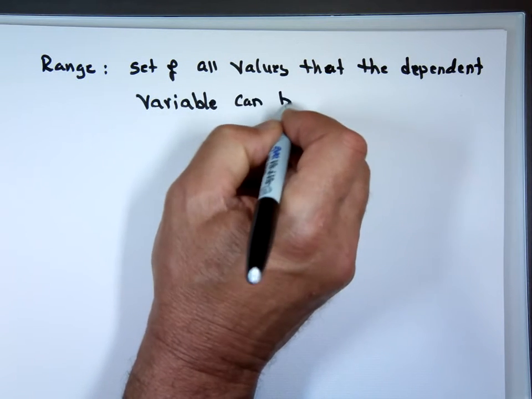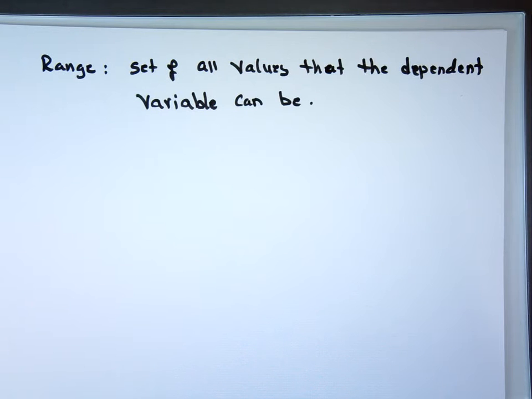Can be or can have. And again, if you have a picture in front of you, it's not bad. If you don't have a picture, we got a problem there.